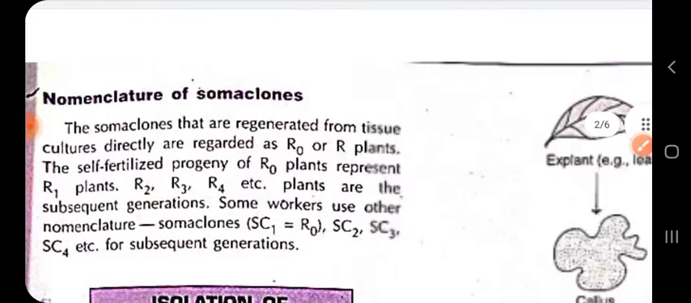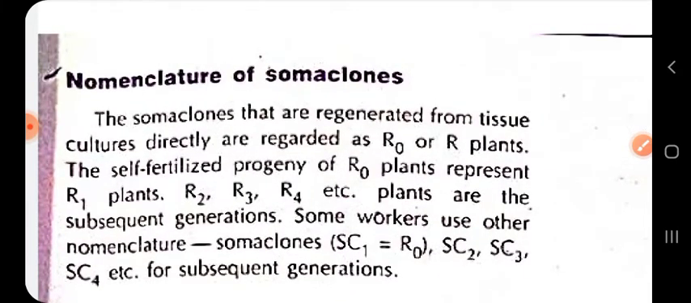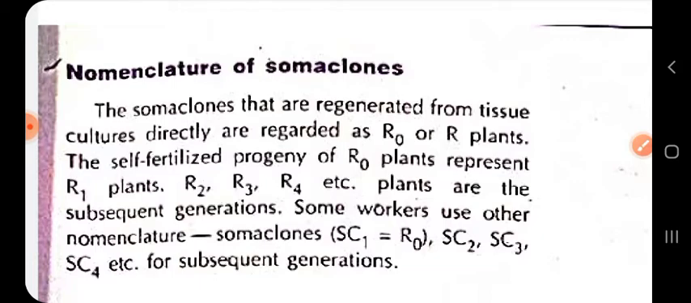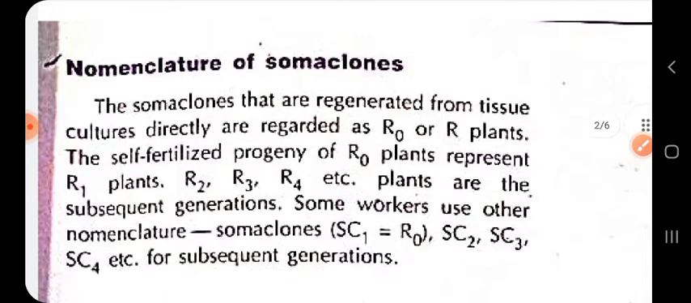Now let us see the nomenclature of the somaclones. Somaclones that are regenerated from tissue culture are regarded as R0 plants, or you can say R plants. So this is the nomenclature of somaclones: the plants which are regenerated from tissue culture are called R0 plants or simply R plants.